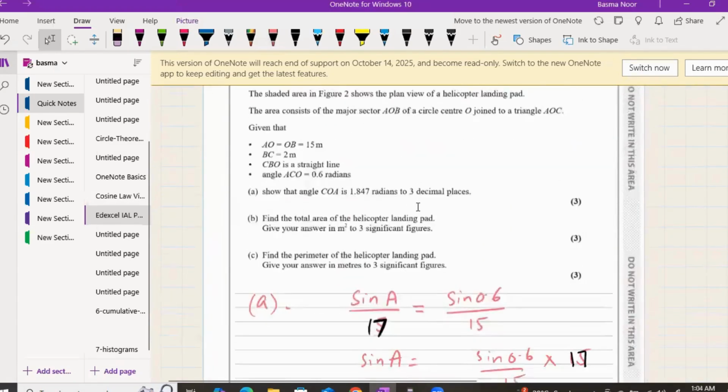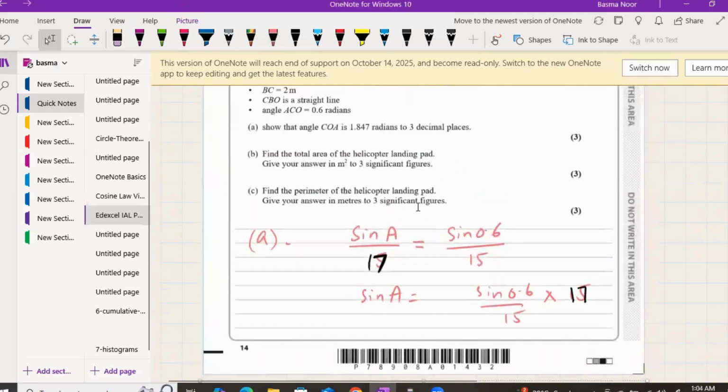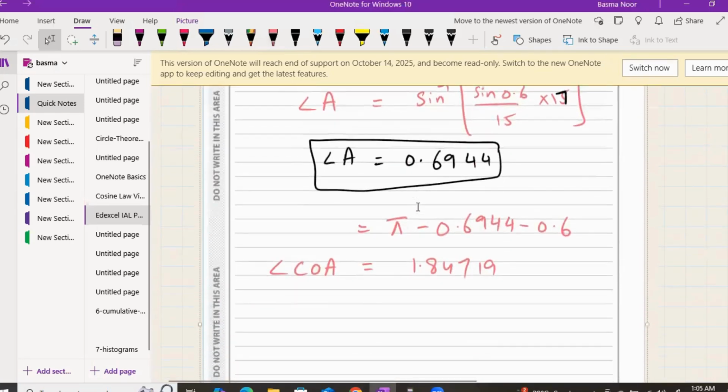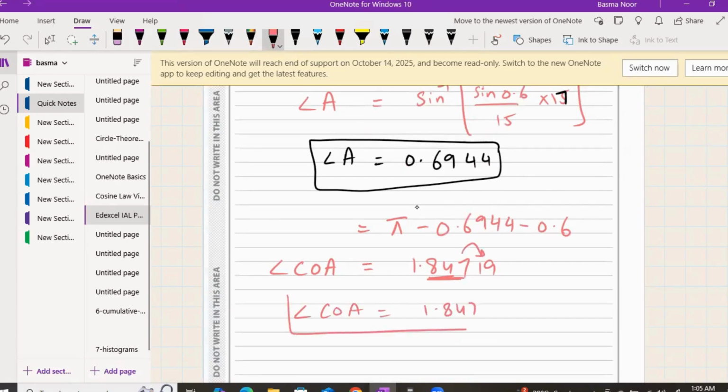You have to get the answer to 3 decimal places. These are your first 3 decimal places, so it will be 1.847, since after the 7 you have 1, you just keep it as it is. So this is the required angle.